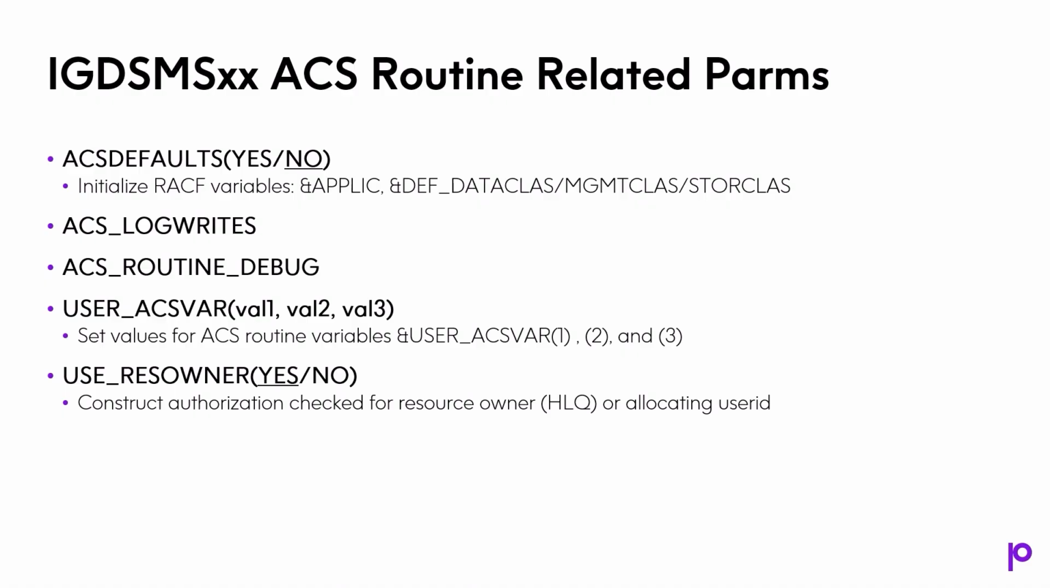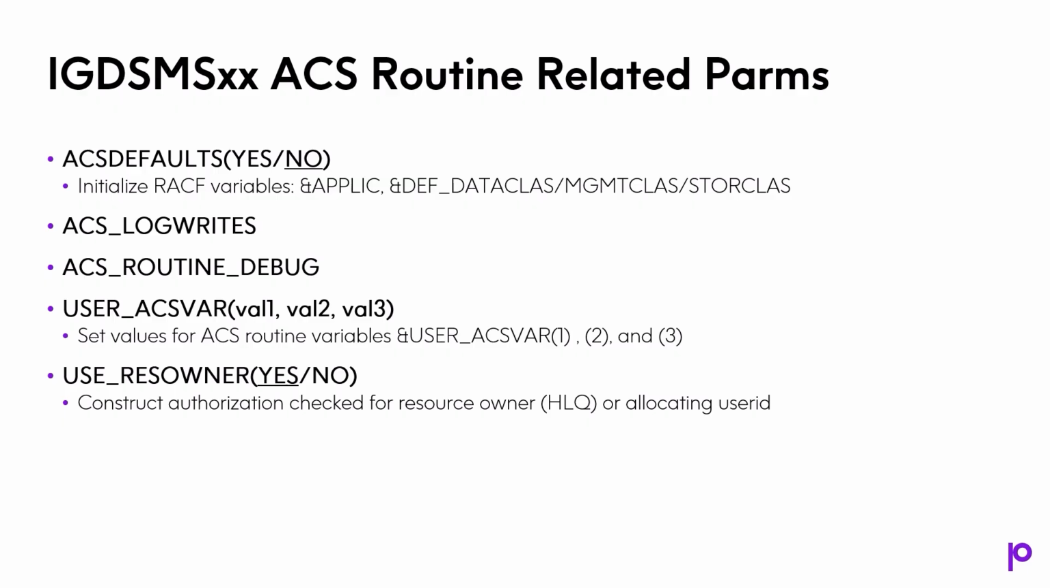And so this is useful if I want to know if I'm running on a particular system or with a particular value of some type. I can set those values in the IGDSMS member. And I can set this again by command. I don't necessarily have to put it in IGDSMS. I can issue a SET SMS command if I wanted to change the value.